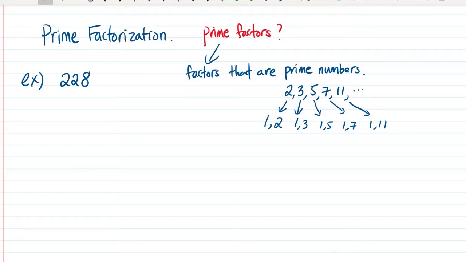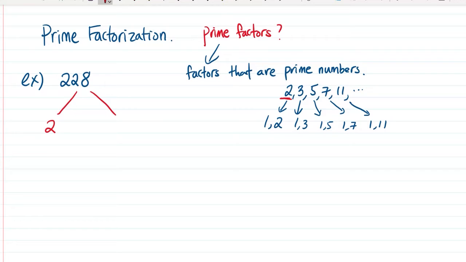So what we're trying to do is find the factors of 228, for example, and of those factors, find only the ones that are prime numbers. So let's try that using this one. Usually I start by dividing the given number by the first prime number, which is 2. So we're going to divide 228 by the smallest prime number, 2.